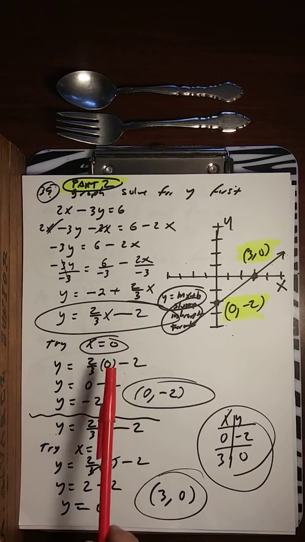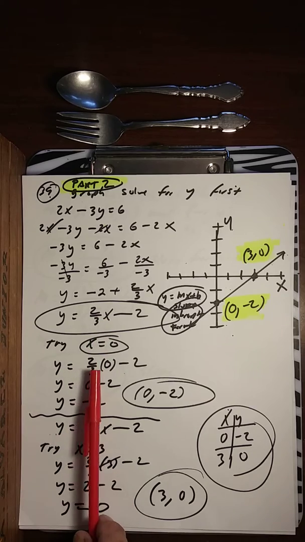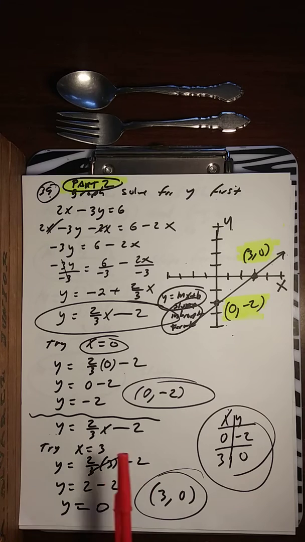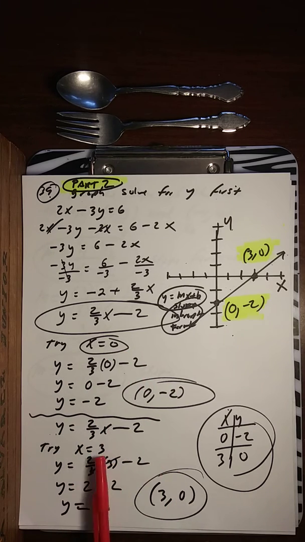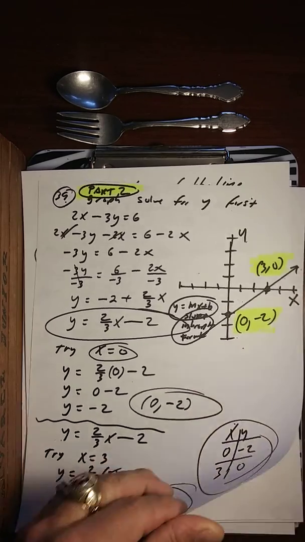So now let's try some numbers. Let's try 0 in there. So 2/3 of 0 is 0. 0 minus that, negative 2. So (0, -2) is one point. Over here, put the other number. Let's try 3. Put a 3 in there. So the 3 and 3 will cancel. So you have 2 minus 2 is 0. So we have (0, -2) and (3, 0). There are the points connected. That's the second way to do it.